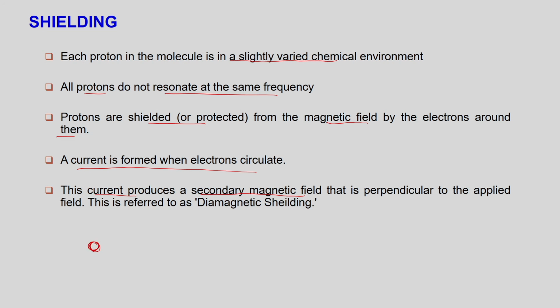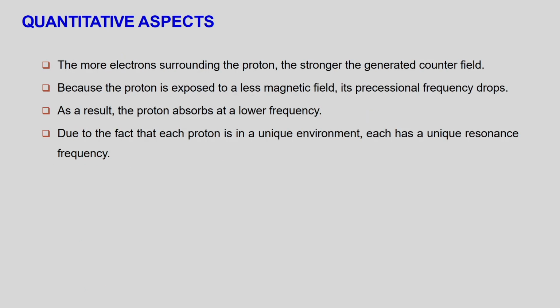So, this is the nucleus, and if you have these types of electrons moving like this, it will produce a secondary magnetic field. The applied field is B, and it will try to oppose this field. This is called the secondary magnetic field, and this entire term is called diamagnetic shielding. You should keep in mind these terms. The more electrons surrounding the proton, the stronger is the counter field. Because the proton is exposed to a less magnetic field, its frequency will drop.